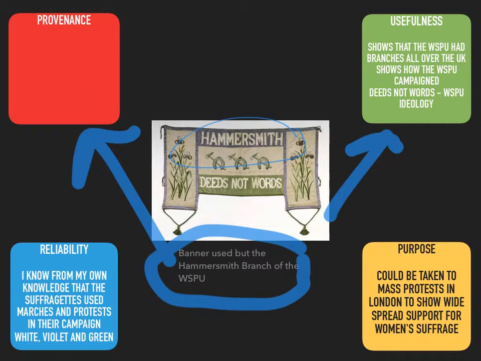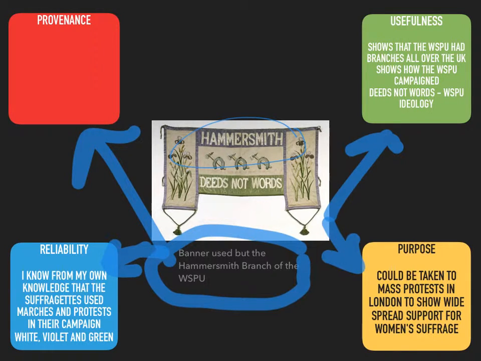Reliability. Now, I know from my own knowledge, and I've made a really big fuss about that here, always say I know from my own knowledge that the suffragettes used marches and mass protests to get support from the public and also to raise awareness for the women's suffrage cause. And also another thing that I've added on here is that I know it's a suffragette poster, even though it doesn't actually say so anywhere on the banner itself, because of its colours. It's red, violet and green, which were the suffragette colours. So that's how I know I can trust this to be a suffragette source. So there's my reliability done.